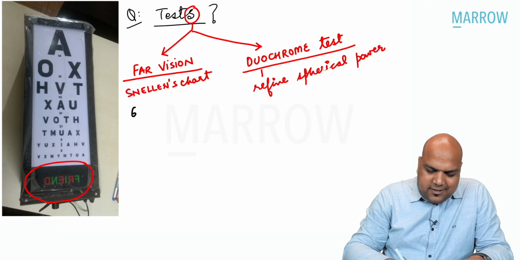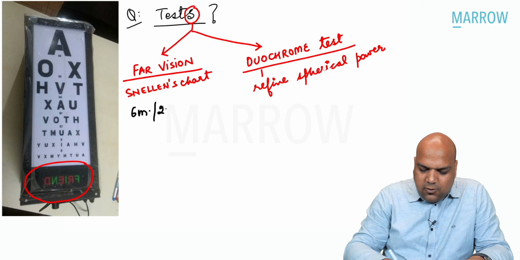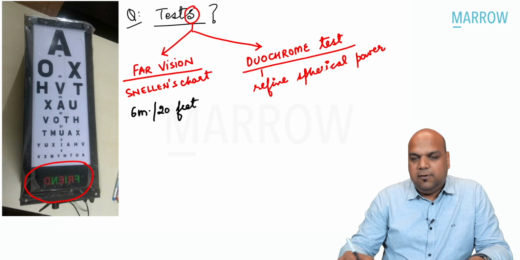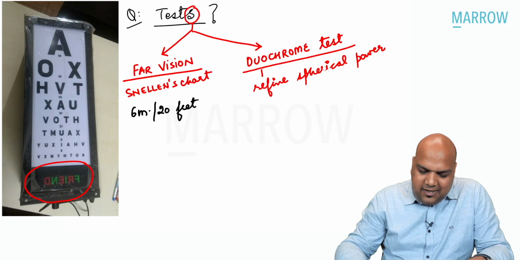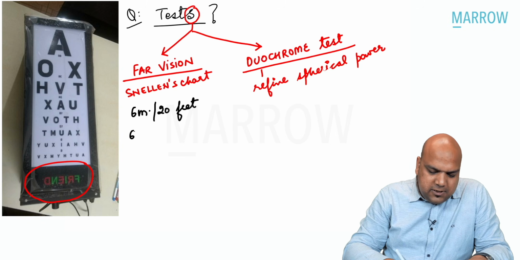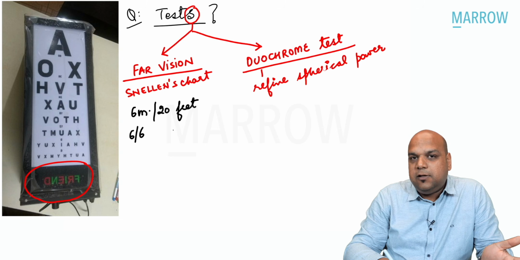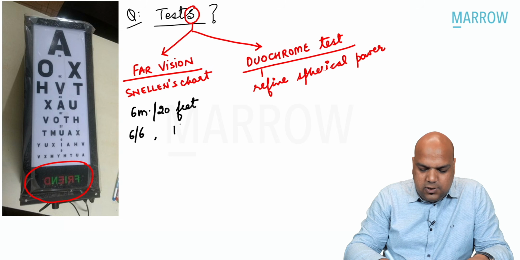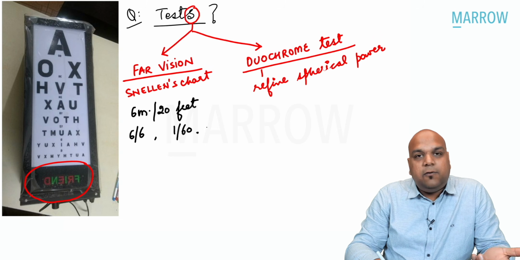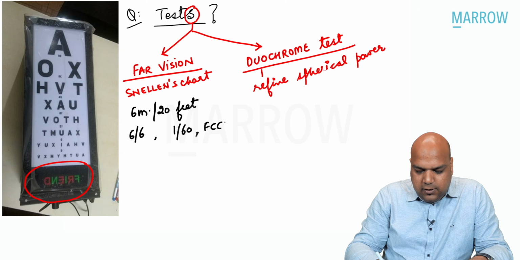Simple stuff. What is the distance of examination? 6 meters, or if you are based in the US, where they don't follow the metric system, then 20 feet. What is the best vision? The best vision is 6 by 6. What is the least vision recorded on Snellen's chart? The least vision recorded is 1 by 60. After 1 by 60, what we can do is finger counting close to face.